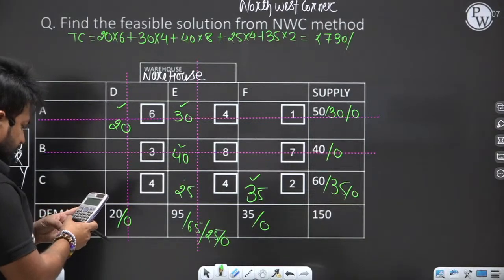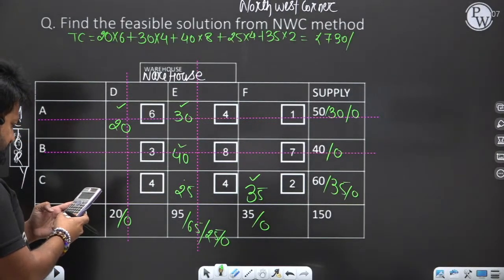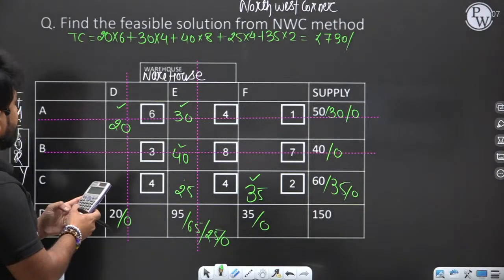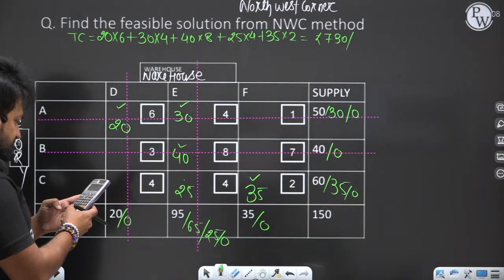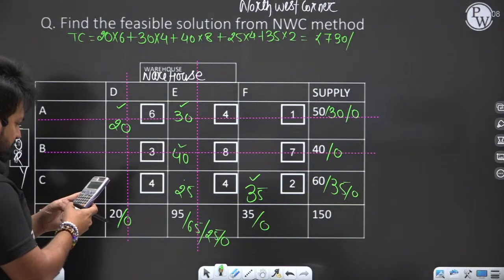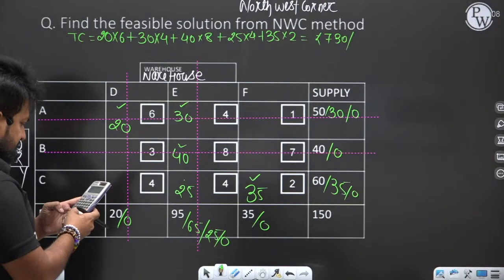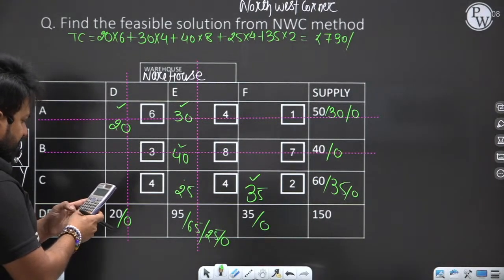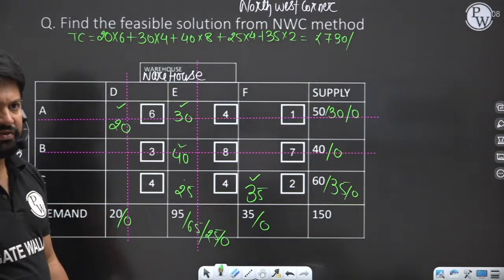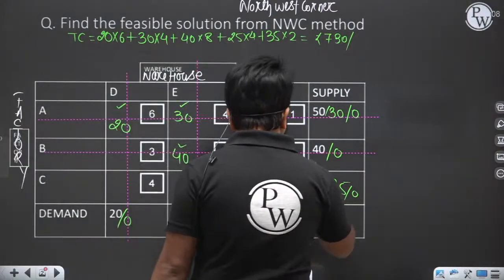Let me check again. 20 into 6 answer plus 30 into 4 answer plus 40 into 8 answer plus 25 into 4 answer plus 35 into 2, that is 730. Yes, so this is the transportation cost. I hope you get the answer here.